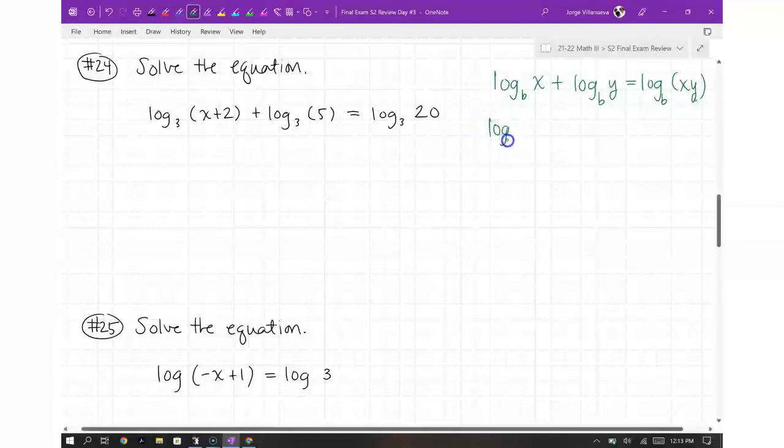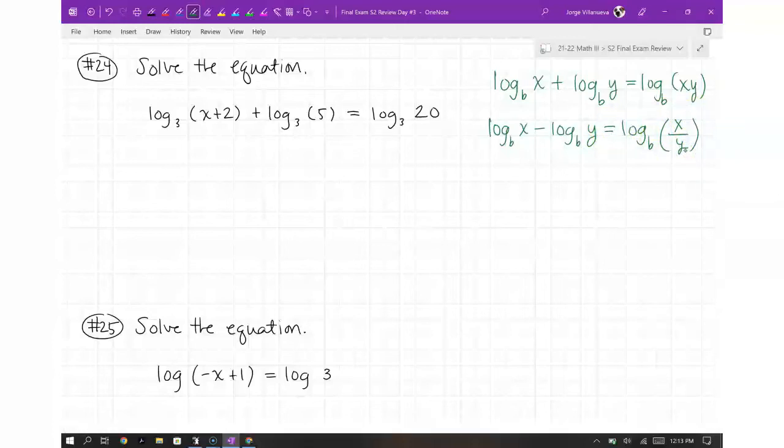Next property. Log base b of x minus log base b of y is log base b of x divided by y. If you want to do word association, just remember, subtraction means fraction. For the top one, summation, multiplication. So if you're adding, you multiply. So summation is multiplication, subtraction is fraction.